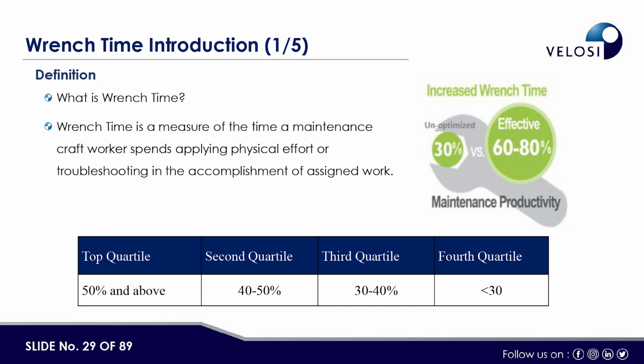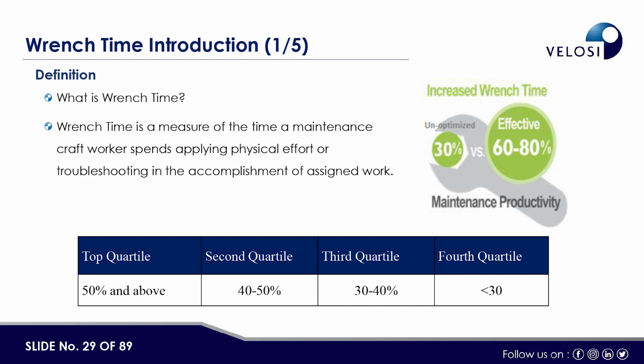Now, if you see, the top quartile or top performance is not above 70-80%, it is 50% and above. It means that the average effective time is around 50%, where the second quartile is coming between 40 to 50, the third one is from 30 to 40, and the fourth is less than 30%. So it is a challenge. And if we can improve the efficiency of our staff, our team, then it can be improved to, let's say, 50%, 60%, 70%.